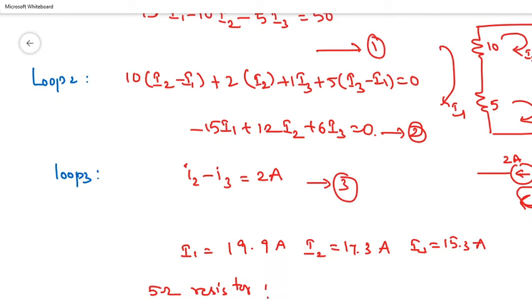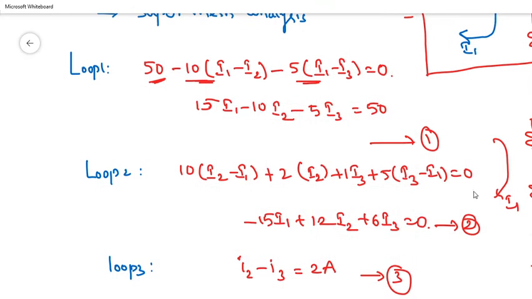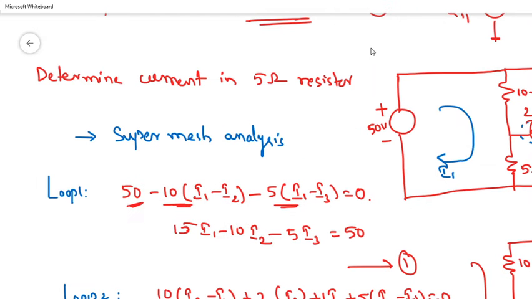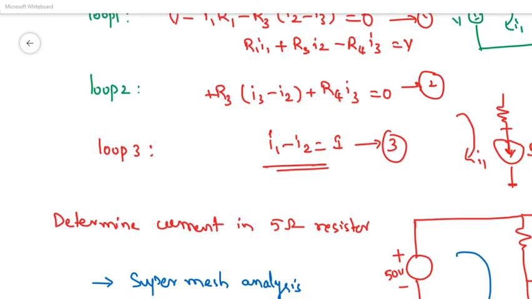Here the value is 19.9. I1 is bigger than I3, so I am going to write I1 minus I3. This is the current that passes through the 5 ohms resistor. So the current in the 5 ohms resistor, I1 minus I3, is 19.9 minus 15.3. That value is 4.6 amperes. So like this we need to calculate the nodal and mesh analysis by skipping any current source. That is called super mesh analysis.